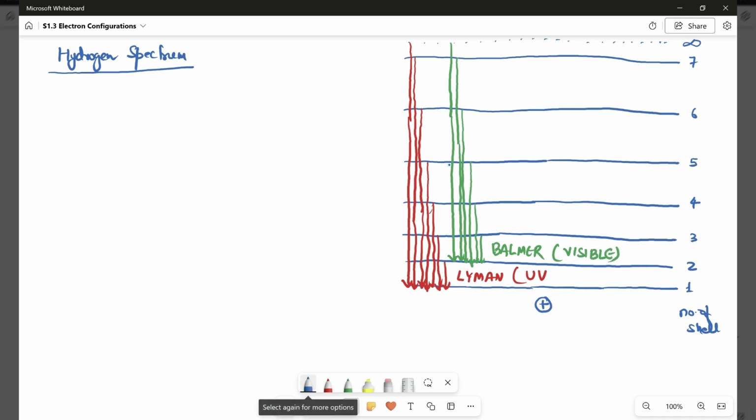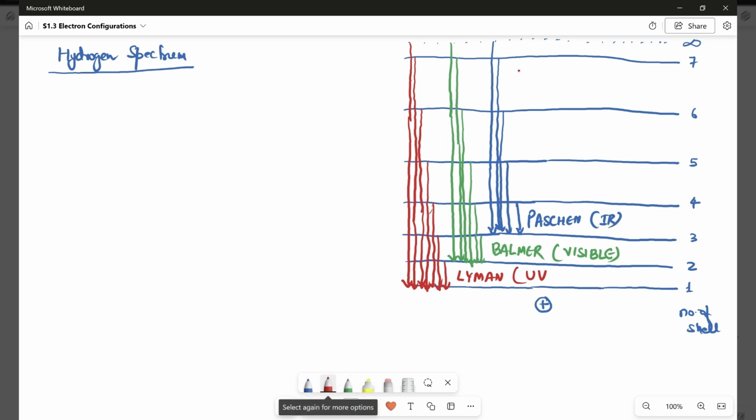Let's say a packet of light is released when an electron jumps from infinity to, let's say, orbit 3. It could be from infinity to 3, or 7 to 3, or 6 to 3, 5 to 3, or 4 to 3. This is called the Paschen series, and these are infrared rays.